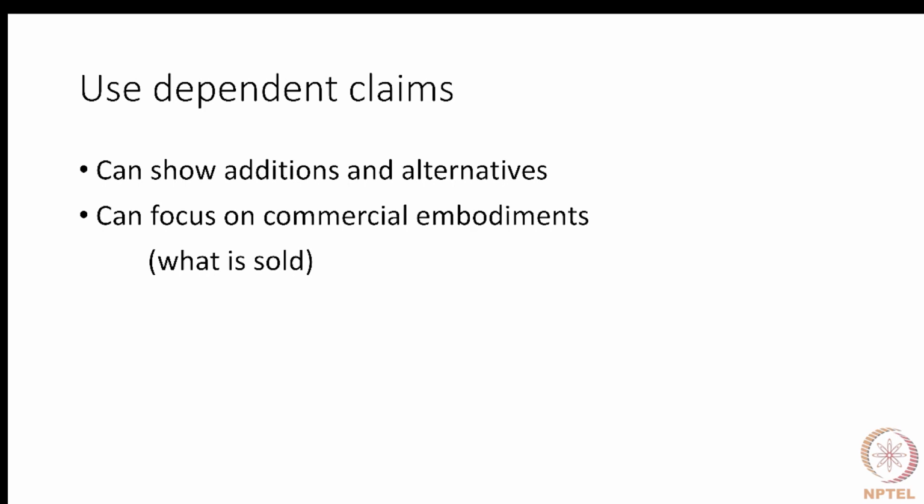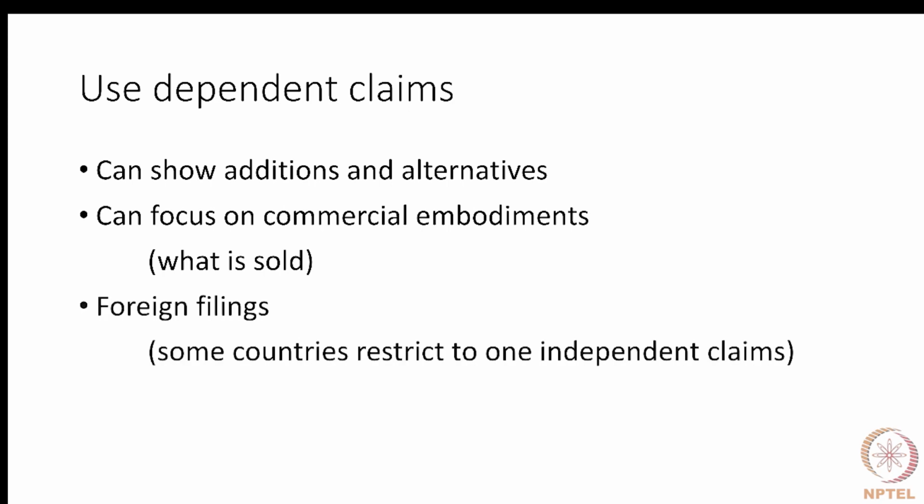This is important when you already have a product in the market which is being sold and your application is still pending in the patent office. So when your patent gets granted, you have an independent claim which covers the broad invention at the level of a concept. You also have dependent claims which actually cover what you are selling in the market. So dependent claims can be used to cover what is sold.